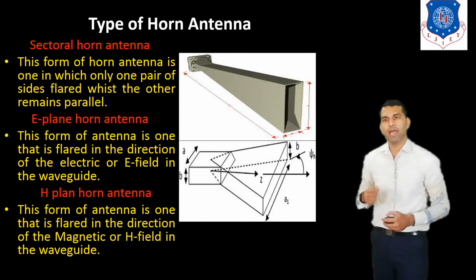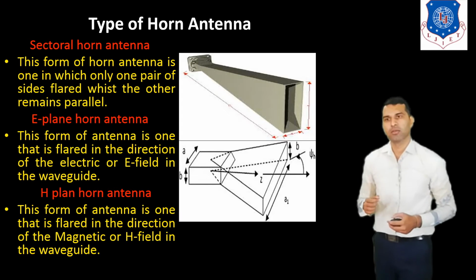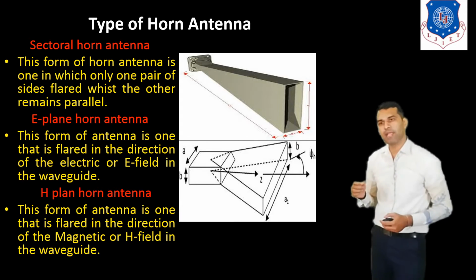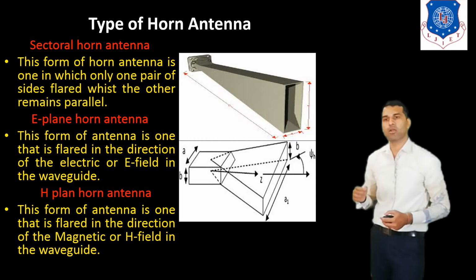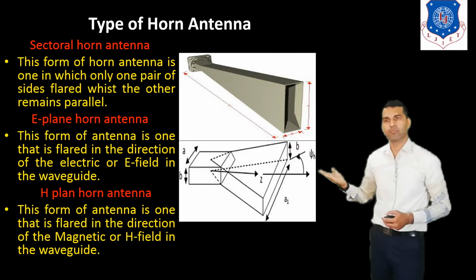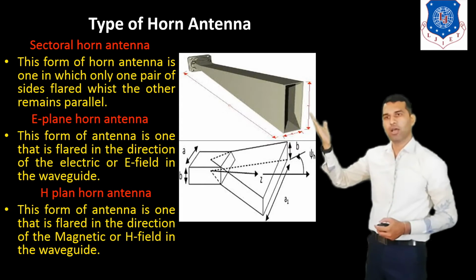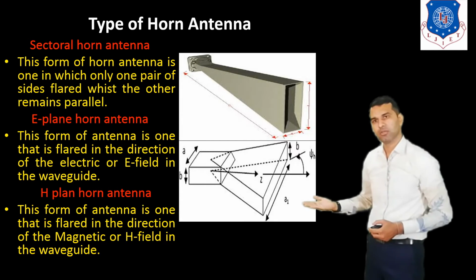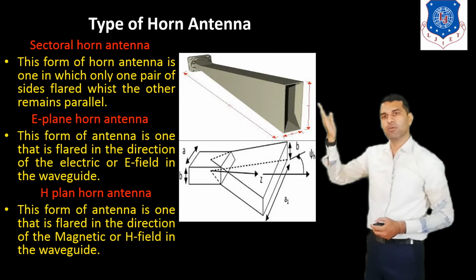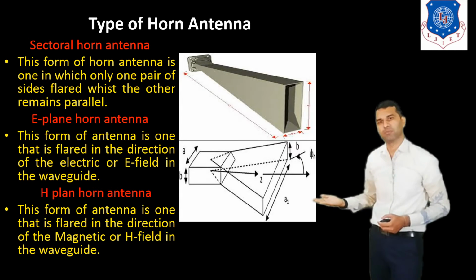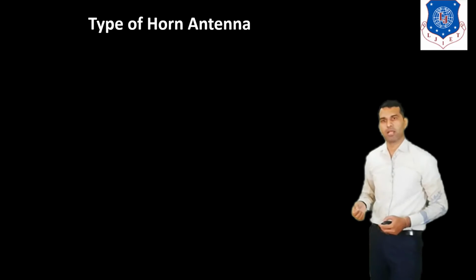Next one is the H-plane horn antenna. This form of antenna is flared in the direction of the magnetic or H field in the waveguide. So these are the two types of the sectoral horn antenna: the E-plane horn antenna, and this is the H-plane horn antenna. Here the flaring is given in the E-plane, and here the flaring is given in the H-plane, that is, in the magnetic plane.